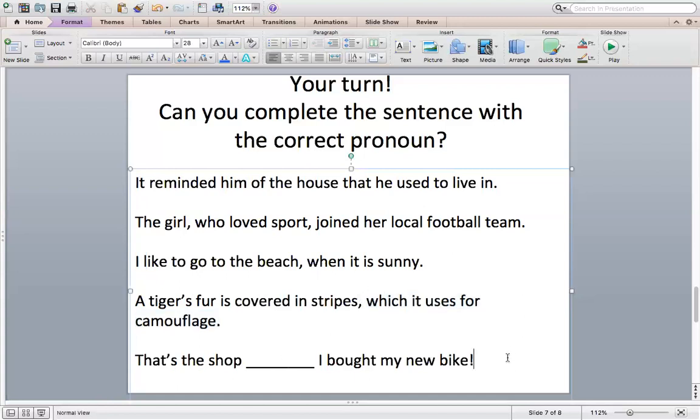And then the last one, that's the shop, blank, I bought my new bike. The relative pronoun we're looking for is where. That's the shop where I bought my new bike. This is our relative clause. Now let's have a look at the first part of the sentence. Would it make sense on its own? That's the shop doesn't make sense on its own. Therefore, we need this relative clause for it to make sense. That's the shop where I bought my new bike. Therefore, it's essential. And with essential relative clauses, we do not put a comma.